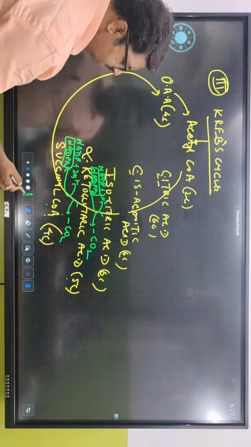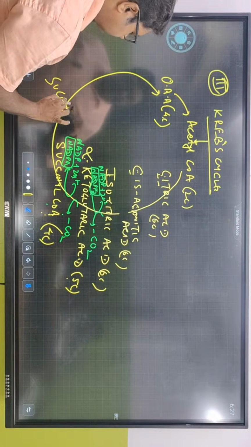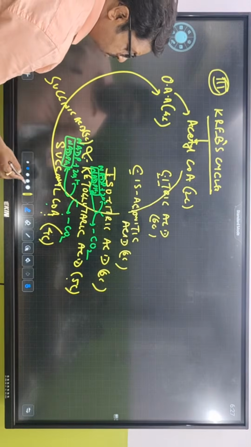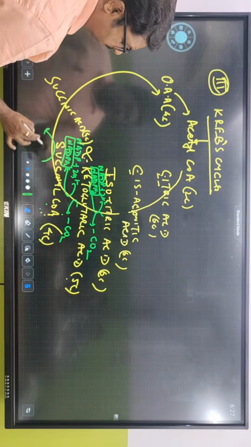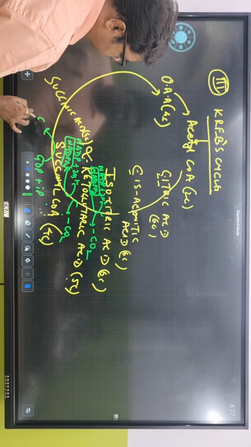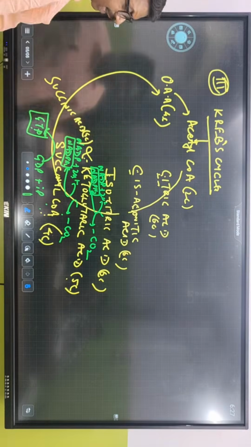Now after succinyl coenzyme A, it's going to make succinic acid. Again succinic acid is a 4 carbon compound, and what happens over here? One GDP binds with one Pi to make what? GTP, guanosine triphosphate, and guanosine triphosphate is as good as ATP.